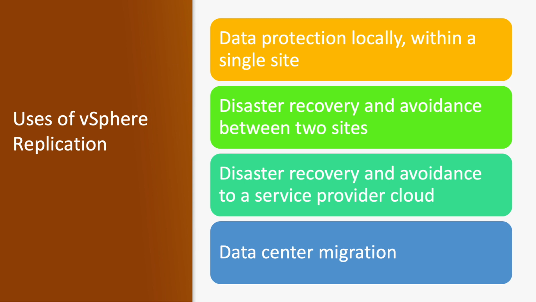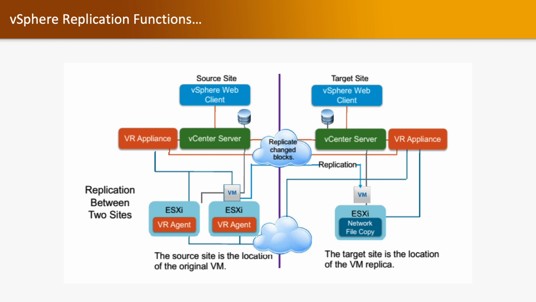Uses of vSphere Replication. It is used for data protection locally within a single site, and also for disaster recovery and avoidance between 2 different sites. It also helps in disaster recovery and avoidance to a service provider cloud. And it also helps in data center migration activities. So if you want to migrate the data center data from one site to another, you can use vSphere Replication in that case.